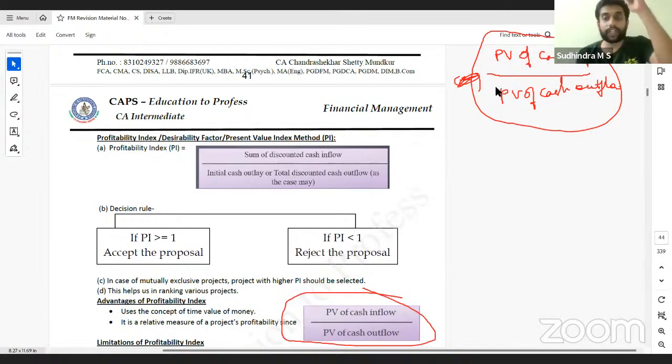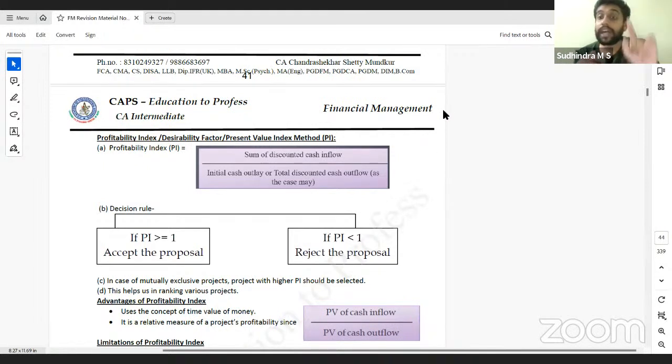Since we are considering cash inflow in the numerator and cash outflow in the denominator, if it is greater than 1, accept the proposal; less than 1, reject the proposal. Normally NPV and profitability index go hand in hand in the examination. If profitability index is asked, that means normally NPV will be asked, because it's an extended version. Once you have PV of cash inflow and cash outflow, you can easily calculate both.